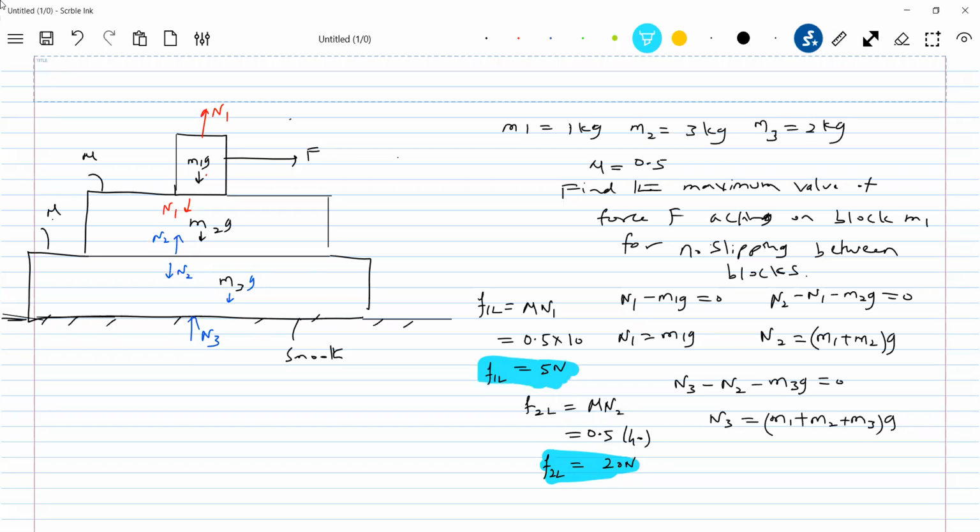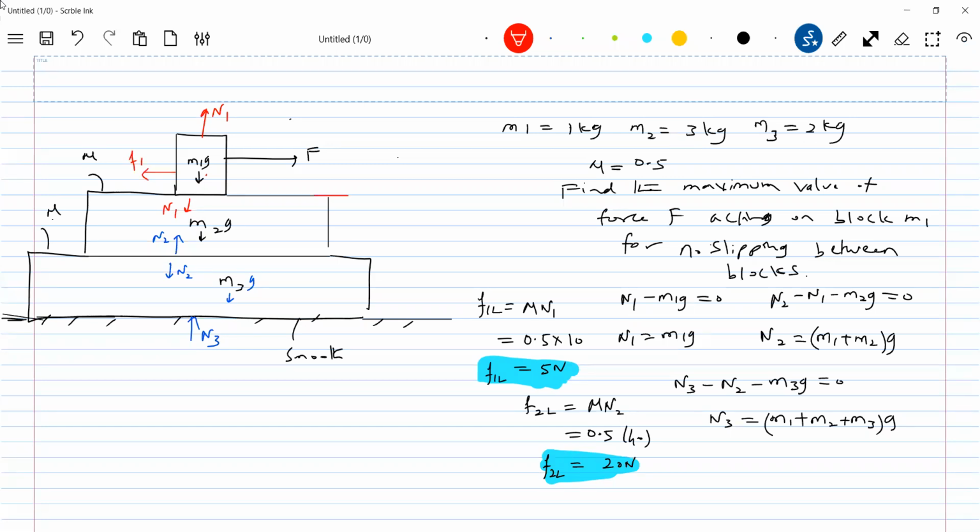Now, how to get the direction of friction? Initially, they are at rest. So when we apply a force F, all the blocks are at rest. When I apply force F, the block M1 starts moving. It will overcome inertia of rest. But what about M2, M3? They will try to retain inertia of rest, because friction will be active. So definitely M2 will oppose the motion of block M1. So therefore the friction should be like this.